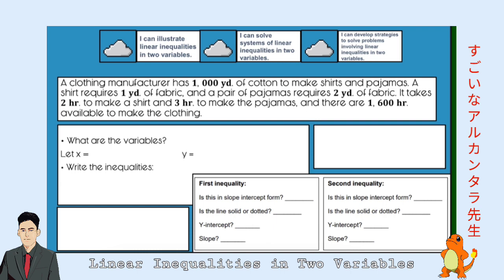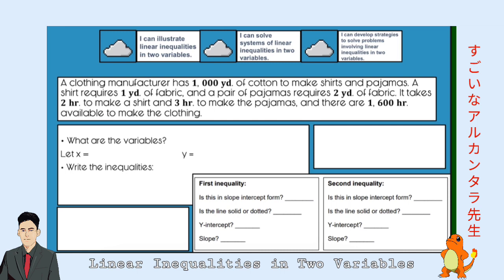It says here, a clothing manufacturer has 1,000 yards of cotton to make shirts and pajamas. A shirt requires 1 yard of fabric, and a pair of pajamas requires 2 yards of fabric. It takes 2 hours to make a shirt and 3 hours to make the pajamas. And there are 1,600 hours available to make the clothing.